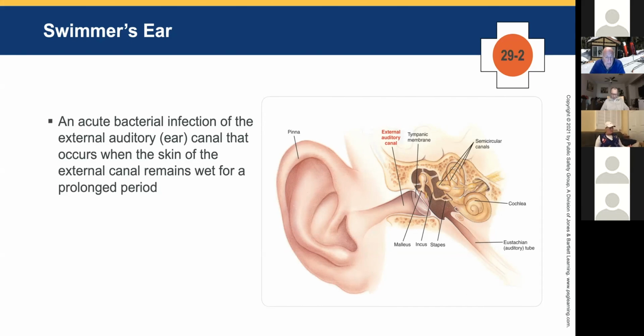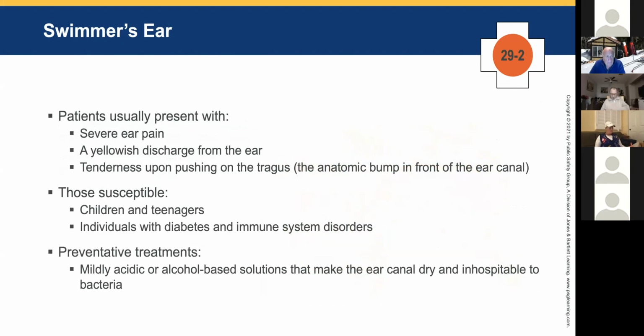Here we talk about swimmer's ear. That's an acute bacterial infection of the ear canal. If you're in the water too long, it washes out the good things, puts the bacteria in. You get an infection called swimmer's ear. Typically, severe ear pain, yellowish discharge, tinnitus upon pressing on the anatomic bump in front of the ear canal. Most susceptible are kids and teenagers or people with diabetes and immune system disorders. Some of the preventive treatments are mildly acetic or alcohol-based solutions that make the ear canal dry and inhospitable to bacteria.